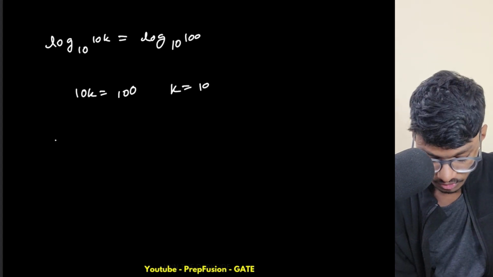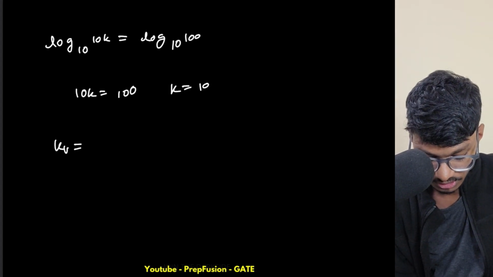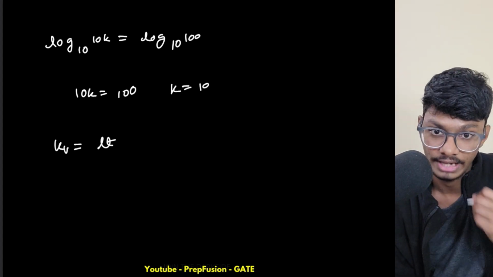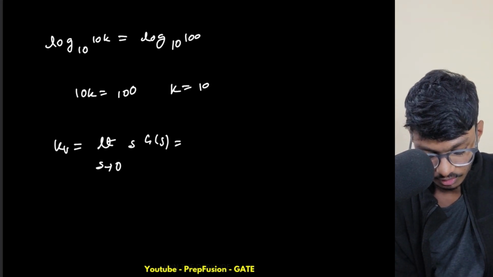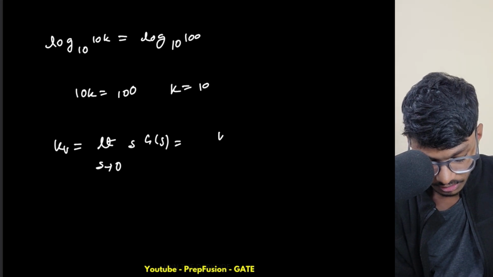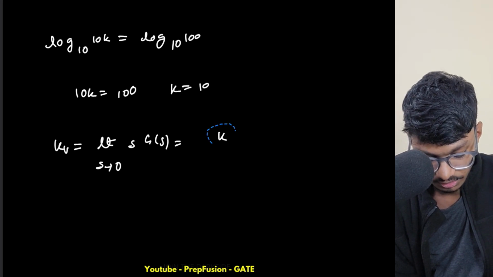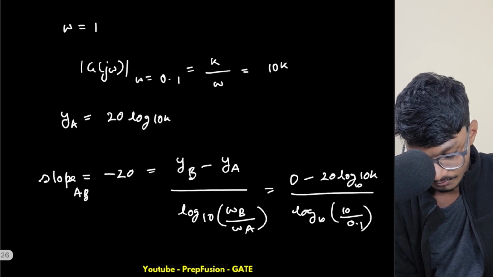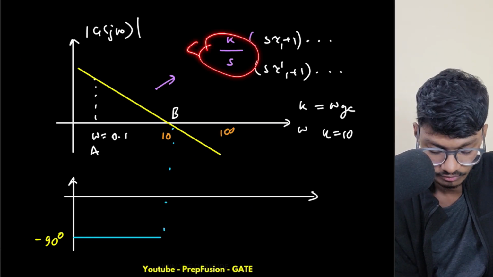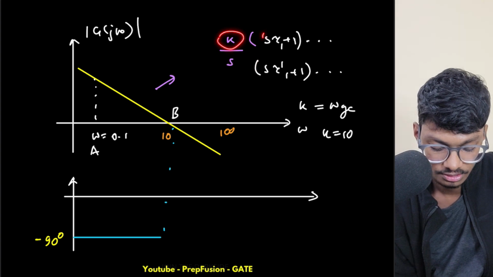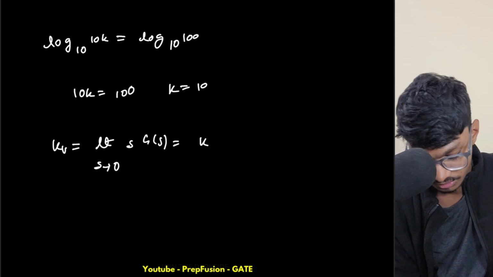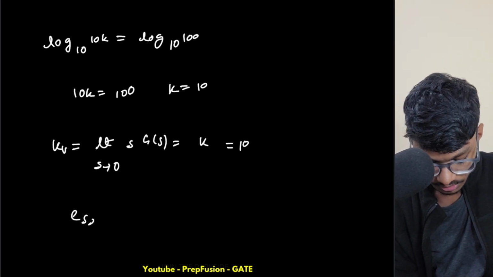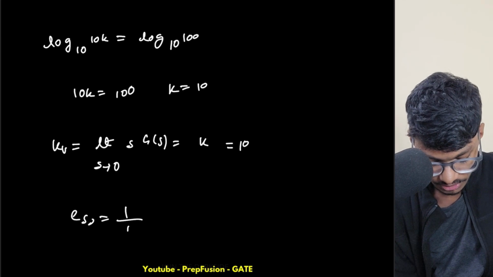Velocity error coefficient: what will my Kv be? As we have been asked for a ramp input, Kv is limit s tends to 0 of s G(s). Here all other terms will go away and only K will remain, because it is K upon s here; we multiply s with this, so it gets cancelled and all the other terms go to 0. K is equal to 10. So what is my steady state error? Steady state error is 1 by Kv, which is 1 by 10, which is 0.1.